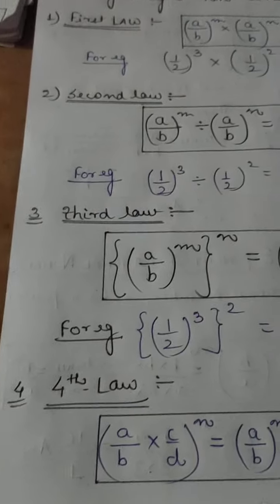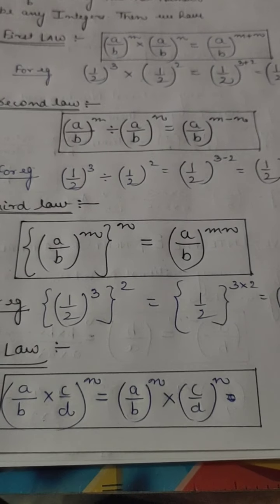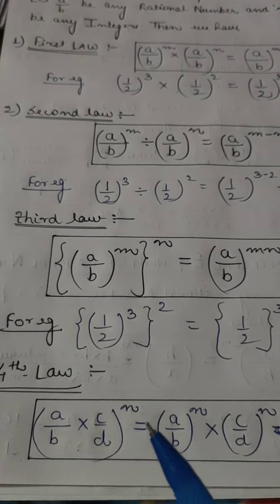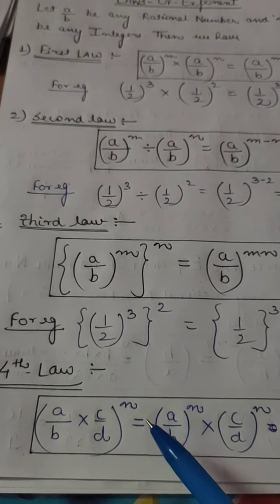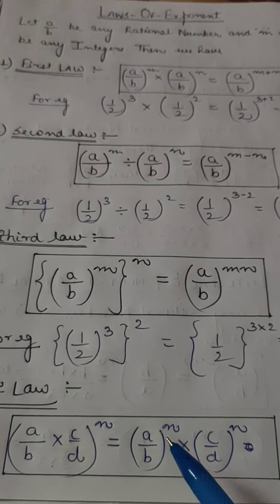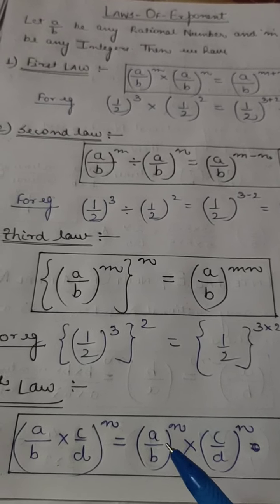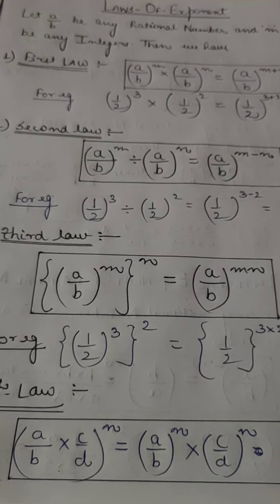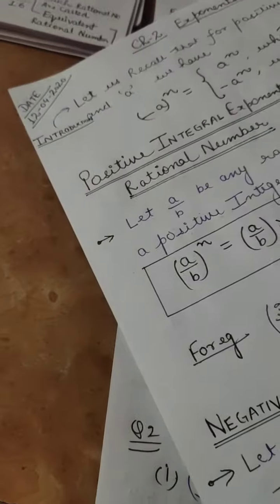Next, the fourth law states that if a/b and c/d are two different rational numbers, both having the same power, then we will keep the same power over both these rational numbers. a/b is having power n and c/d is having power n. Let's see with this example.